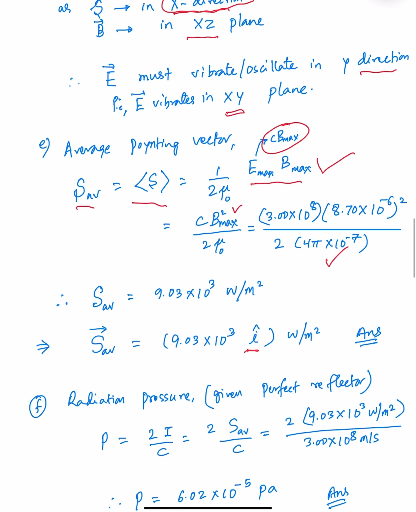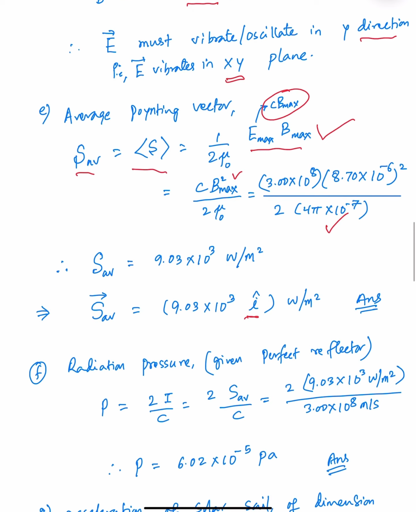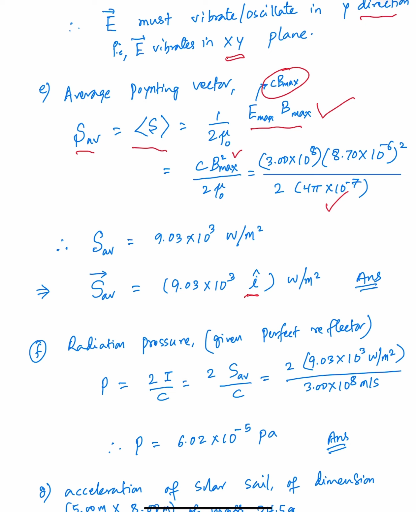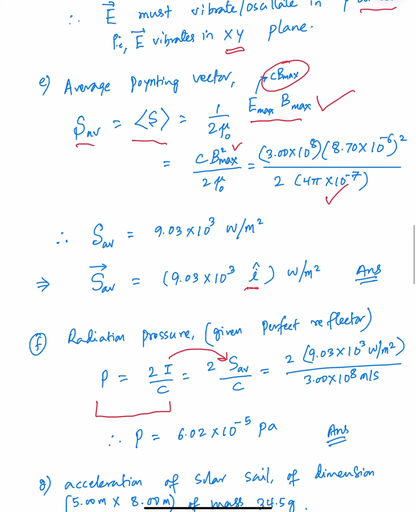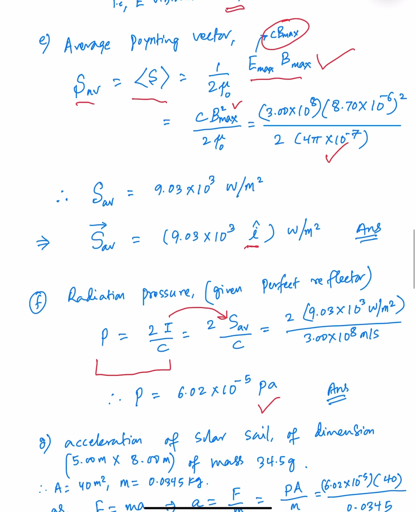For part F, let's find the radiation pressure. We are given a perfect reflector, so for that we have the formula 2I over c. You can use S average for I. We have all the values given. The radiation pressure will be this amount of Pascal.